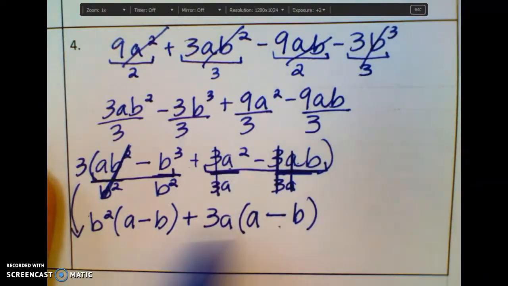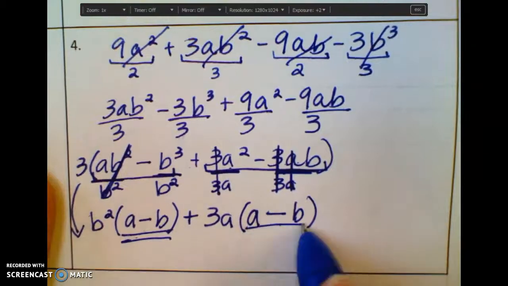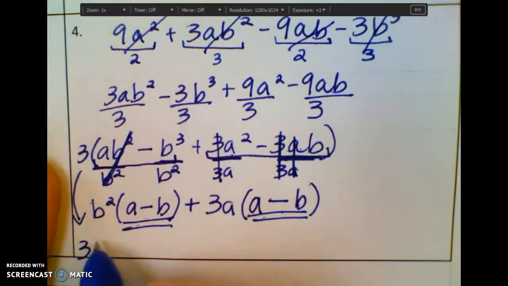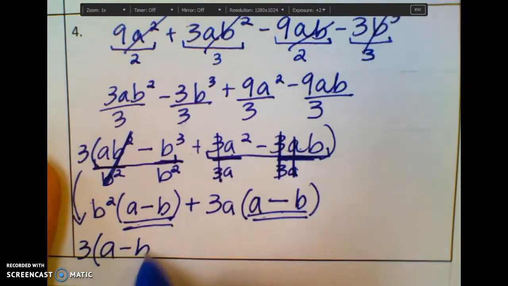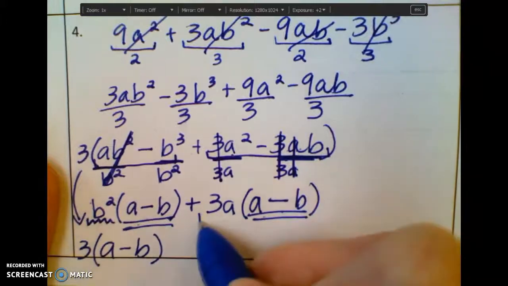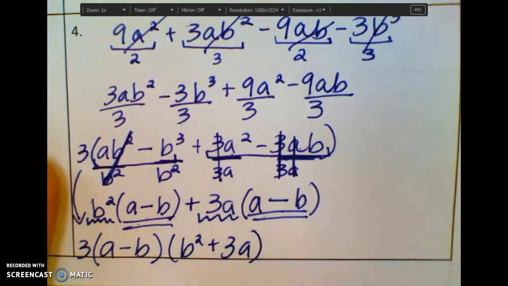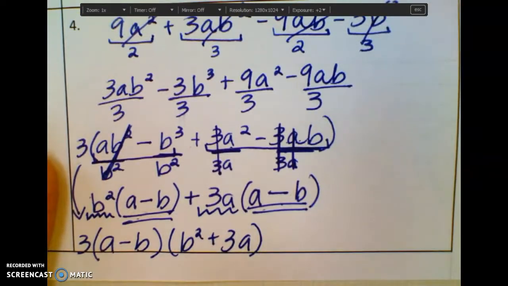Okay, what should we have in common here? We should have this common factor in our parentheses. So don't forget to bring down your GCF. Now we write our common factor of a minus b, and then we group together our leftovers, b squared plus 3a. Now we check for difference of squares. This one is a difference, but they're not perfect squares. This one is not a difference, so that's disqualified.